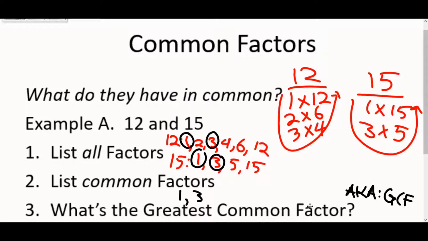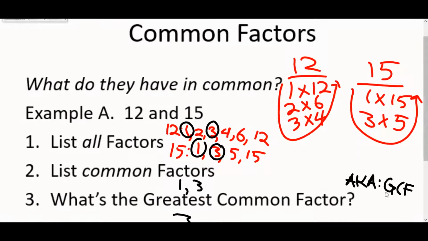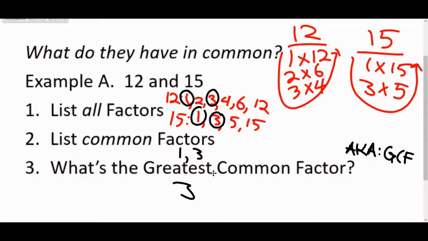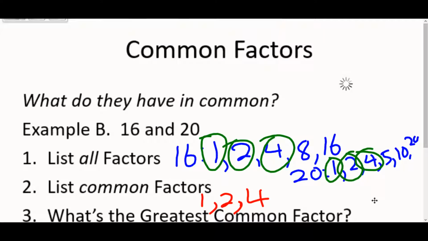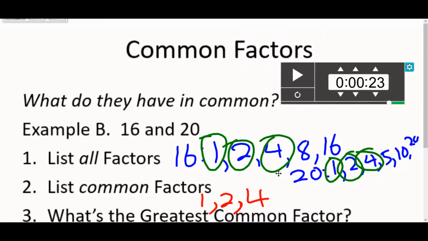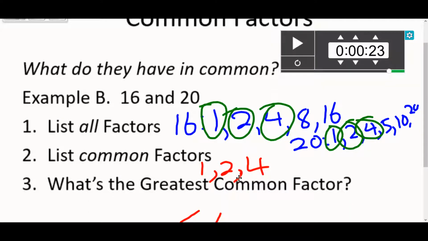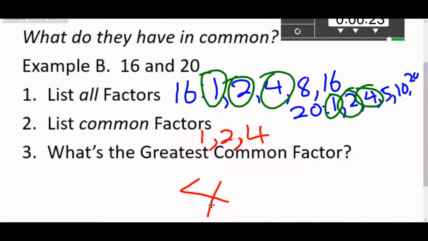Then what's the greatest common factor? Sometimes we call that the GCF. In this case, greatest does not mean most awesome, it just means the biggest. So what's the biggest number that we put in our list of common factors? Well, it was 3. So 3 is our greatest common factor, or our GCF. Okay, so I gave you guys a chance to work on one. We did 16 and 20. This was the list that we came up with for 16, and this is the list we came up with for 20. And notice we circled 1, 2, and 4 because they had them in common. And what's the greatest of these? Well, 4. So it would be our GCF, our greatest common factor.